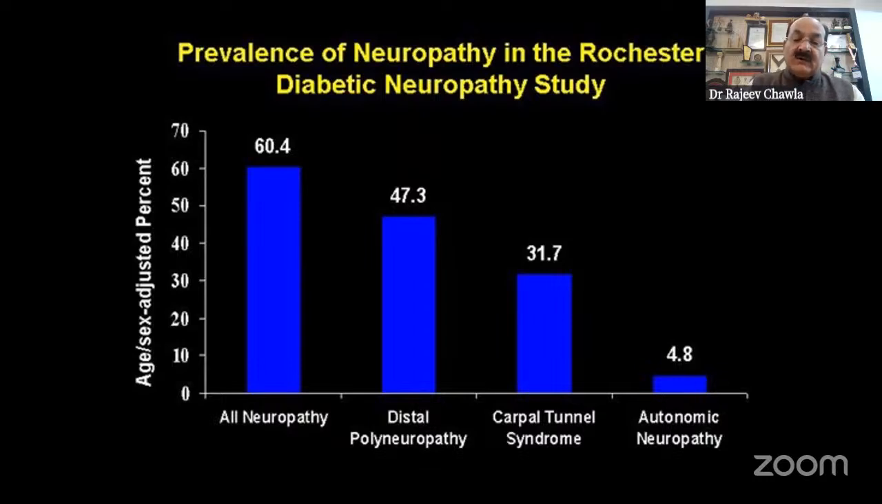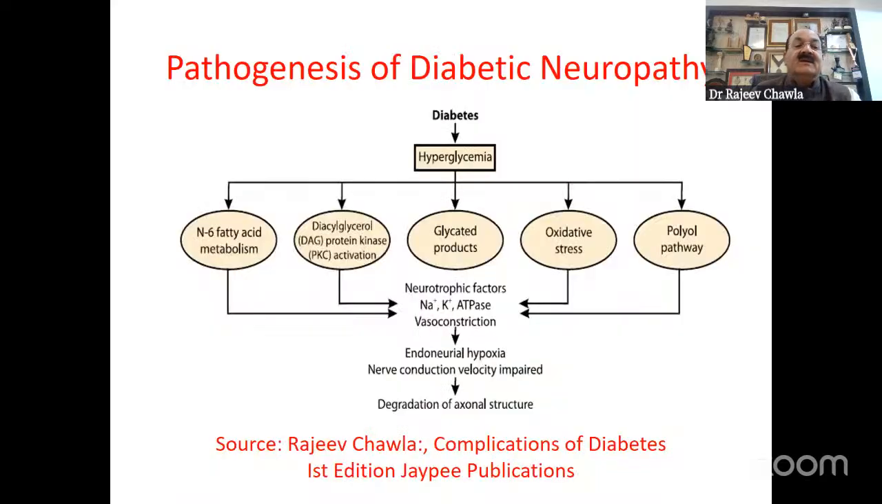If you take into account carpal tunnel syndrome, that may be seen in 30% of patients, and autonomic neuropathy alone could be seen again in 5% of patients. So if you sum up most of these patients, you will realize that they have evidence of neuropathy.